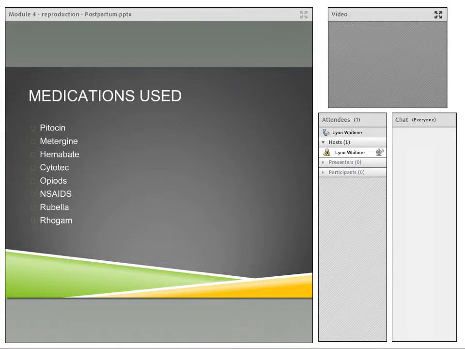RhoGAM, we've discussed RhoGAM. RhoGAM is given to an Rh negative patient during the pregnancy at about 28 weeks, or if there's any risk that the blood between mother and baby came into contact, such as during an amniocentesis, a threatened abortion, missed abortion, spontaneous abortion, or elective abortion, any type of traumatic event where it might have caused some uterine damage. We're going to give her RhoGAM then, and we're also going to give it to her when she delivers if the baby is Rh positive.